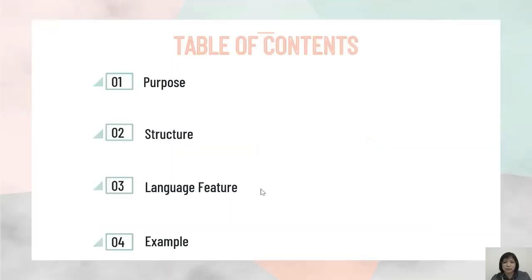Let's start. Just like the other text types that we have learned thus far, there are 4 things that we are going to discuss today: purpose of the text, structure, language feature, and last but not least, the example of narrative text. First of all, let's start with the purpose of the text.